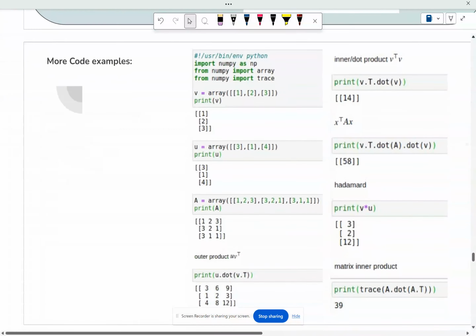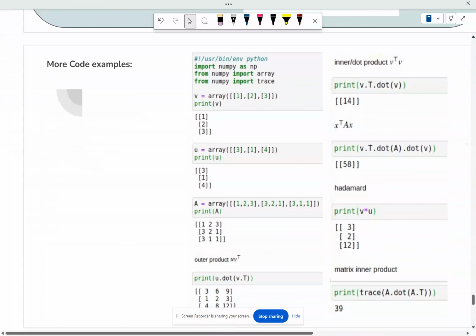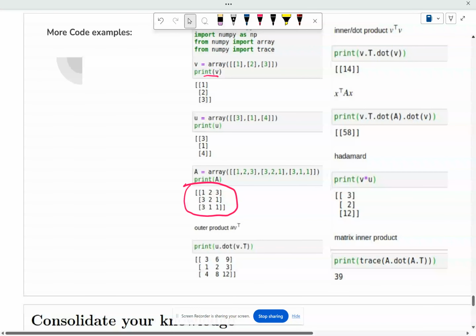Now here are some code examples. So here's the vector V. I can represent V that way, and then I can print out V, so you can actually see it visually. I can print out U, exactly the same. Here's the A matrix we talked about, and we can do the outer product. Here's an example: u dot v transpose. Remember, the transpose is at the outside, which is the outer product.